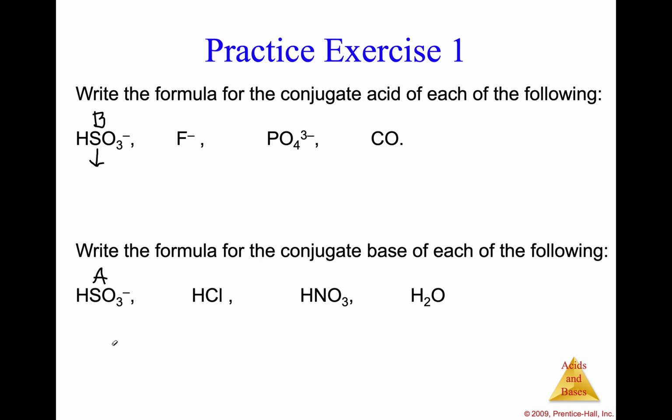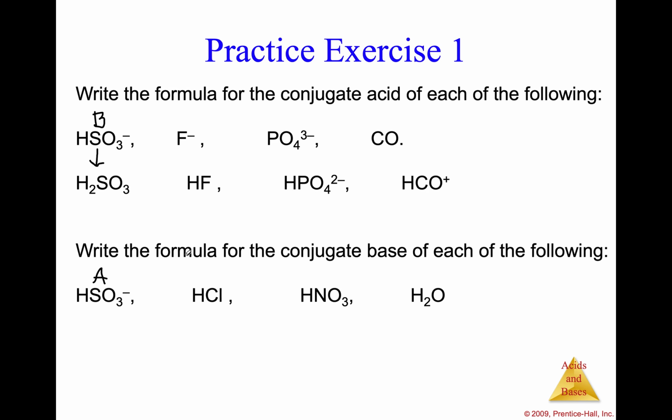Okay, so thank you for pausing. Now we're going to go over this together. Hopefully you worked on these on your own. We're going from a base to a conjugate acid, so we're adding an H plus. So we've got H2SO3, F minus and H plus is HF. Add 1 hydrogen, so we go from a charge of 3 minus to 2 minus. Add 1 hydrogen, so we go from neutral to a +1. So notice we're adding a hydrogen and we're adding a +1 charge to all of these.